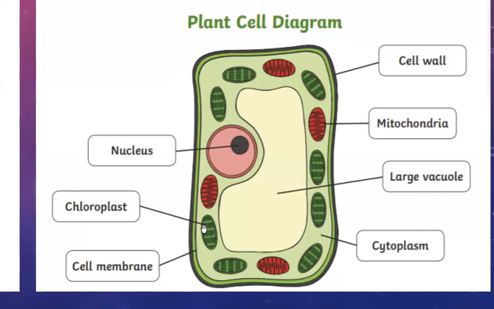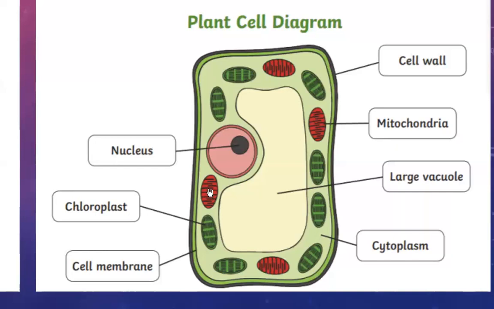Chloroplasts are the structures which are only present in the plant cells, and they are responsible for performing photosynthesis. Why? Because the chloroplast contain chlorophyll, and chlorophyll is actually responsible to trap sunlight. So the green parts of the plant contain chloroplast, and the chloroplasts are responsible for the process of photosynthesis.